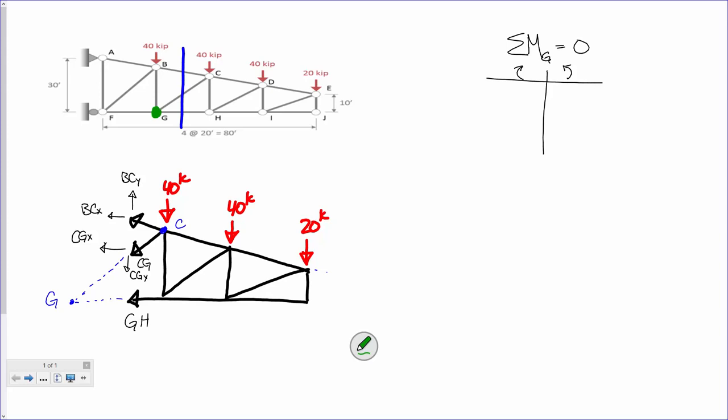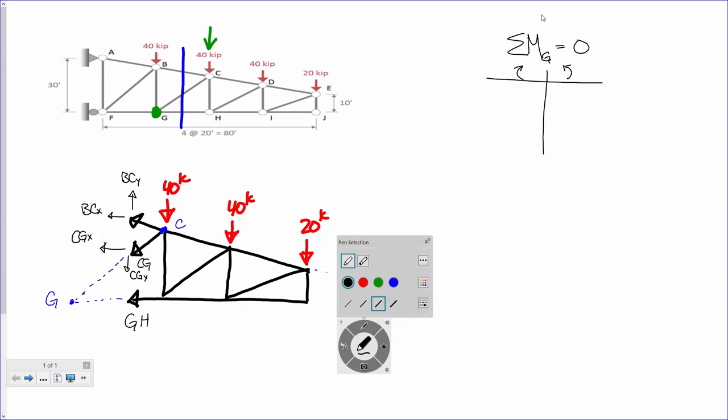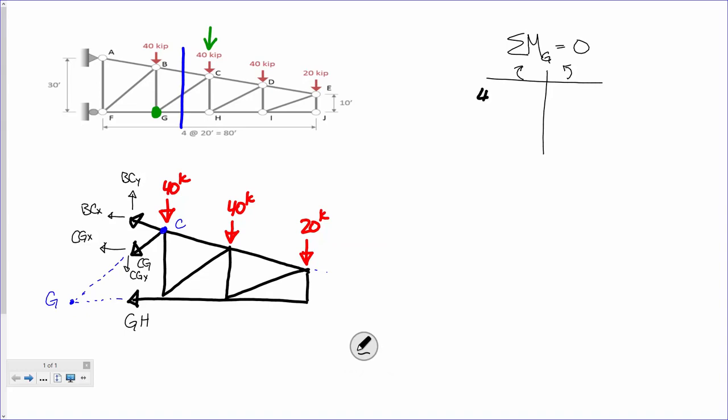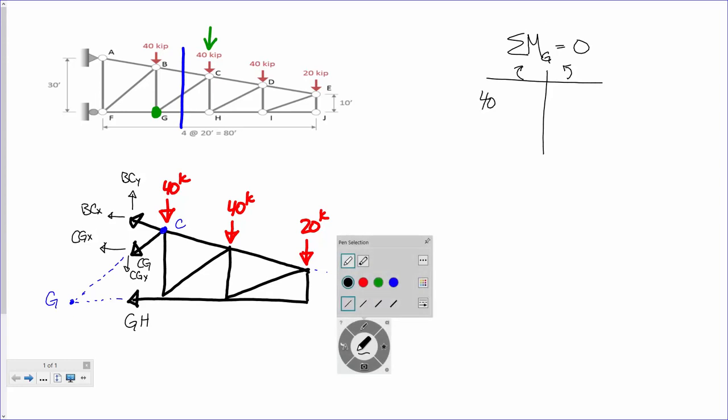Okay, so let's handle these one load at a time. I'm looking to the right, so we'll start off with that one. What do we say? We've got 40 kips. Is that going to belong on the left side of the table or the right side of the table? Which way is that going to rotate point G? Left. Okay, so I've got 40 kips acting at what moment arm? 20 feet. So you can start to see how this is going to go.